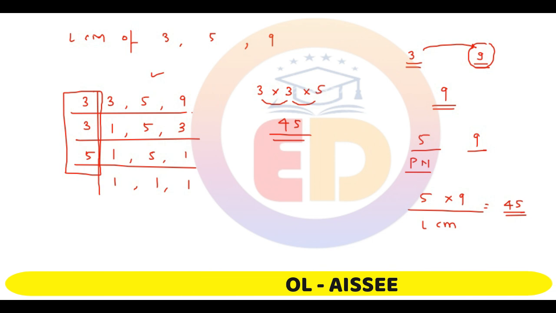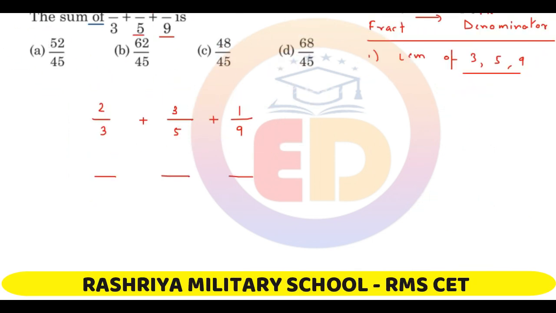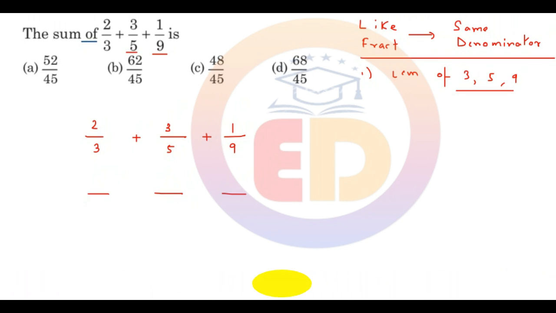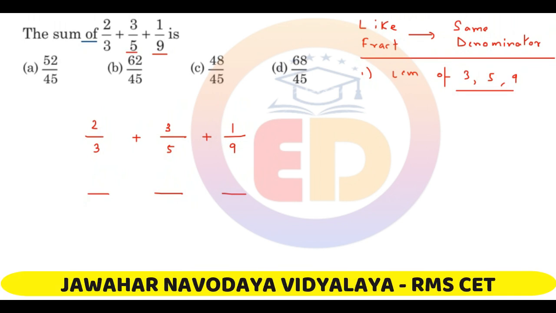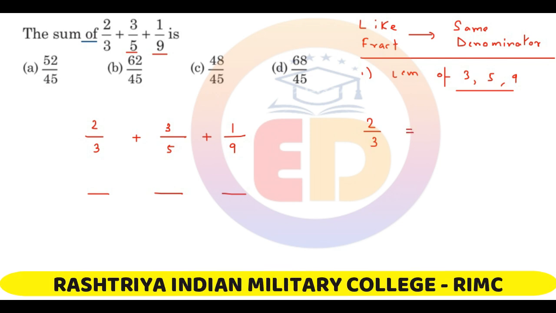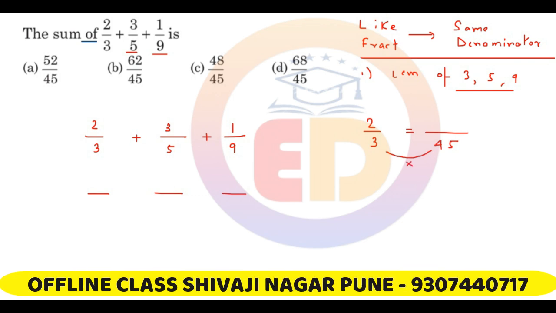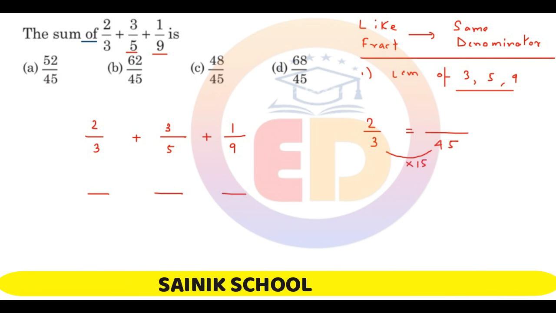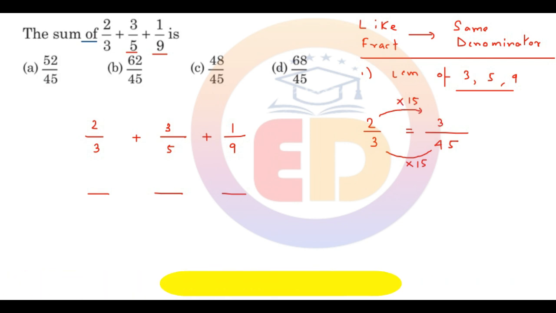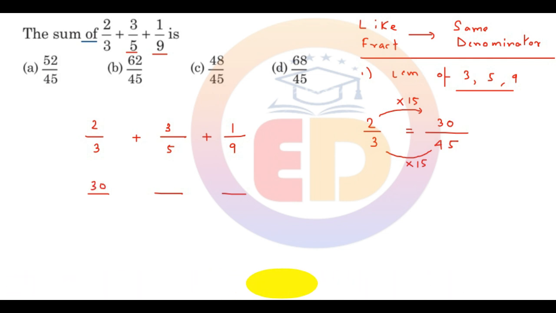Now let's go back to the question and convert all these fractions into 45. The first fraction is 2 by 3. Now I have to convert the denominator 3 to 45. For that, multiply by 15. And if you are multiplying the denominator by 15, I have to multiply the numerator also by 15. So 2 into 15, this will become 30 upon 45. So my first fraction 2 by 3 will be 30 upon 45.